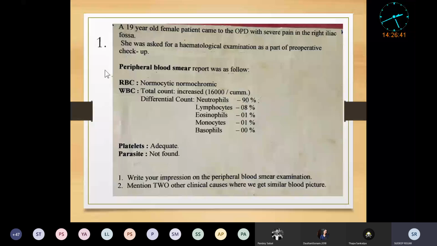RBCs were normocytic, normochromic. In WBC, total count was increased, 16,000 per cubic millimeter, whereas the normal total WBC count is 4,000 to 11,000 per cubic millimeter. In the differential count, neutrophils are increased, 90%. Lymphocytes relatively decreased, and the rest are normal. Platelets adequate and parasite not found. So, what is your impression in the peripheral blood smear examination? Anyone?